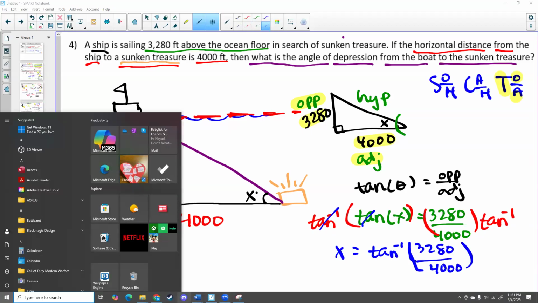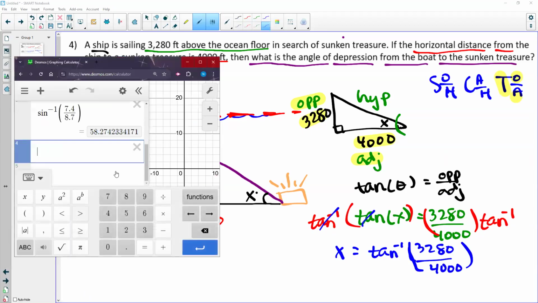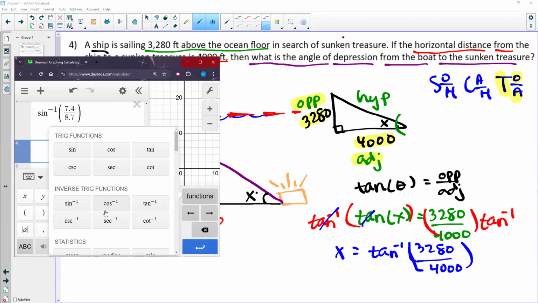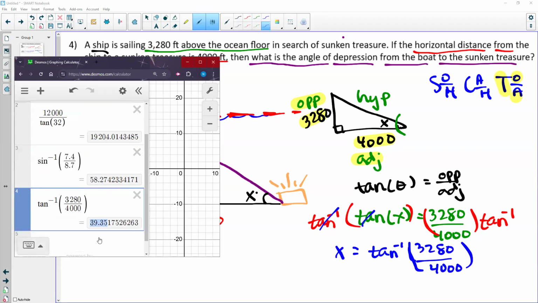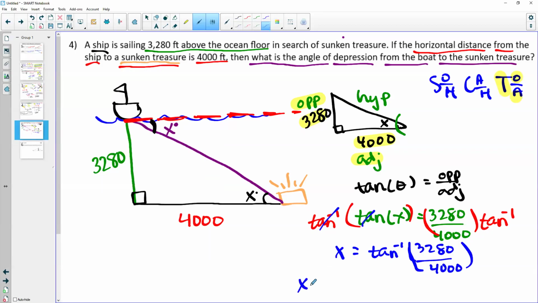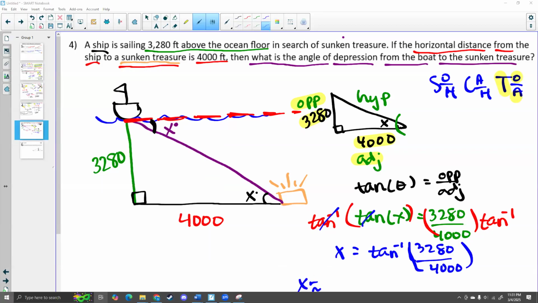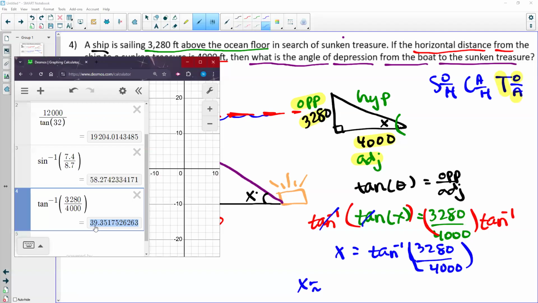So plugging that in here, let's pull up our calculator. We have tangent inverse of 3,280 over 4,000. What we'll see here is that the angle we get, if I'm rounding to the nearest two decimal places, 0.35, looking at the next number, if it's a 1, it's going to stay the same. It's not going to round up. So x is approximately, look at that number one more time here, 39.35.